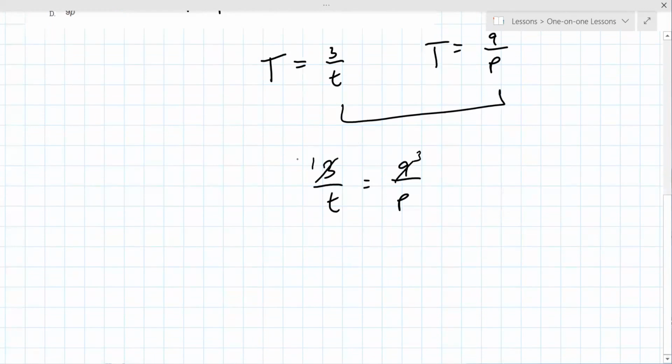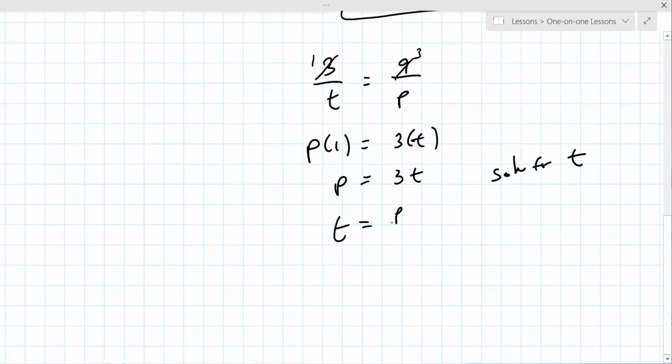Then you cross multiply here. So you have P times 1 equals 3 times t. So P equals 3t, but the question wants it in terms of P. So that means you have to solve for t. So t is equal to P over 3.